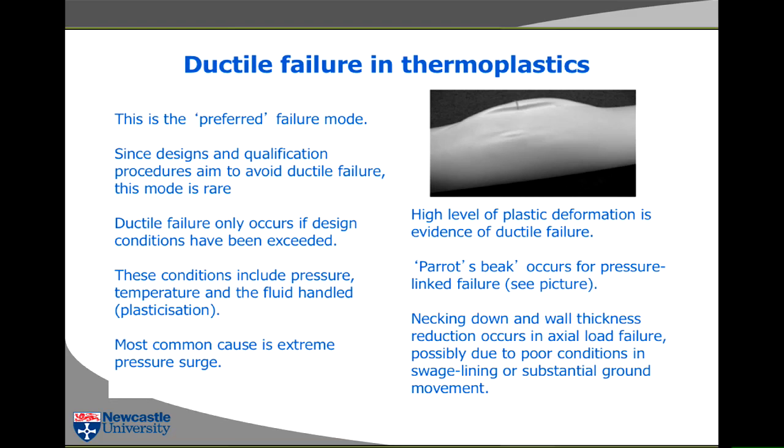Right, let's just see what I've said here. Ductile failure mode, this is the preferred failure mode. Designs and qualification procedures aim to avoid ductile failure. But this mode, obviously, is rare. The most common cause of this is an overpressure of the pipe. This just describes the Parrot's Beak failure, which I've mentioned already. So there's your Parrot's Beak, and this is the failure mode that we use in the qualification procedures.